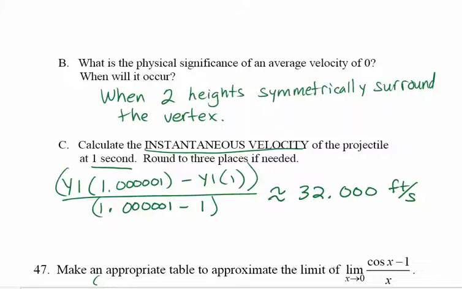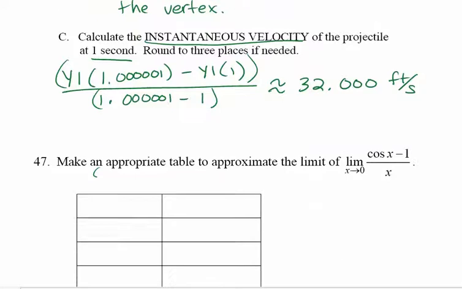So when I calculated, I had 31.99999 with an 8 somewhere. So to 3 decimal places, I would get 32.000 feet per second. So you want to just make sure that you choose 2 values very close to 1 second. And now we're going to use a similar idea.